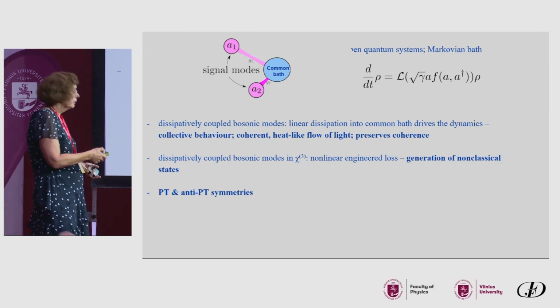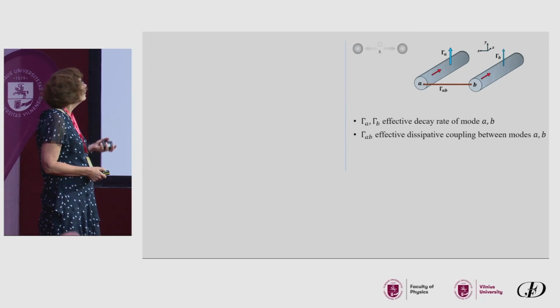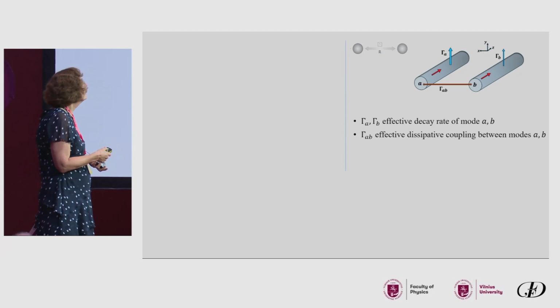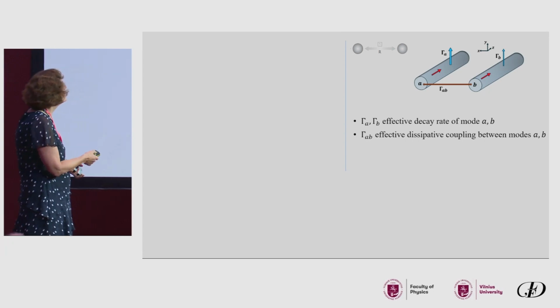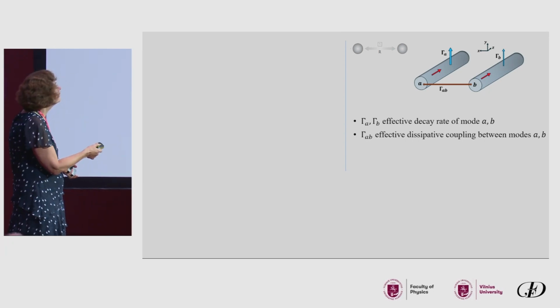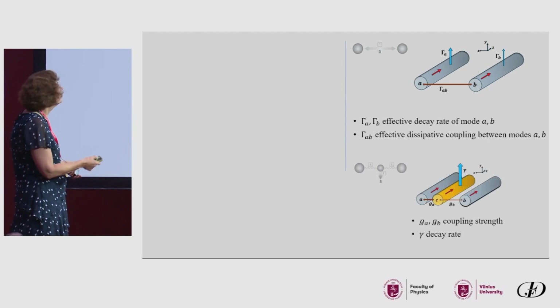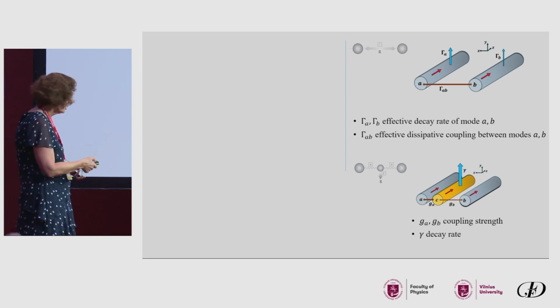And all this can be seen also in the view of the symmetries. So this is a system. These are my quantities: I look at the effective decay rates of the individual modes, if we lift the idealized situation that they are lossless. And then we also have this effective dissipative coupling. And you can get this system out of the larger system by eliminating the middle mode, as I have just said.